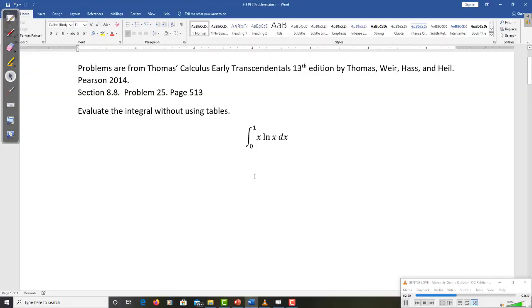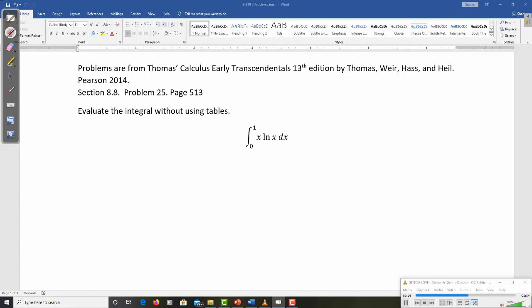And here's our first problem. We're going to be looking at section 8.8, problem 25. This is on page 513. Going to evaluate the integral. This is x ln of x. I could try a simple substitution, but if I say let u equal ln of x, I'll get du is 1 over x. But I don't have a 1 over x, so I think I would just end up with an x squared, which would make it more difficult to integrate. But I think we can do this with integration by parts, because we've done that kind of thing before.